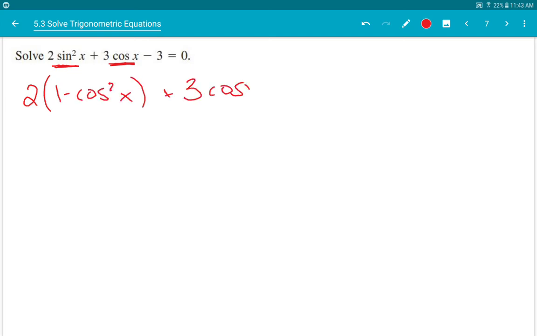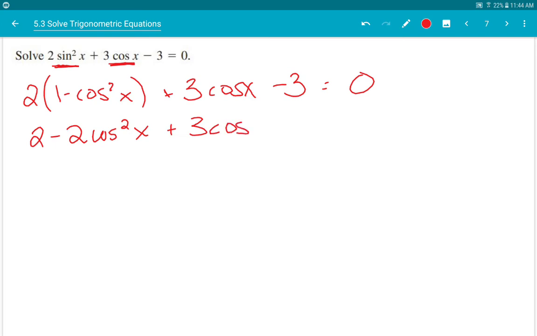Now notice when I do this, here's the beauty about the identities. I now only have cosine squareds, but it's still a quadratic, so I could still factor it later on. All right, so let's go ahead and distribute this 2, so I get 2 minus 2 cosine squared x plus 3 cosine x minus 3 equals 0. All right, so let's combine like terms.